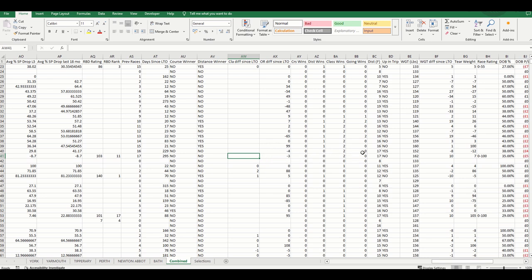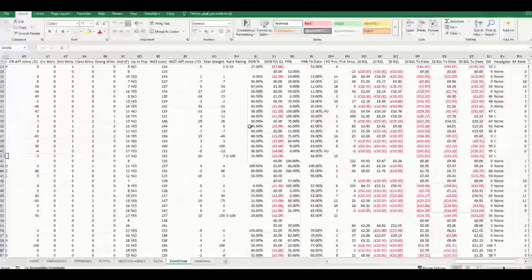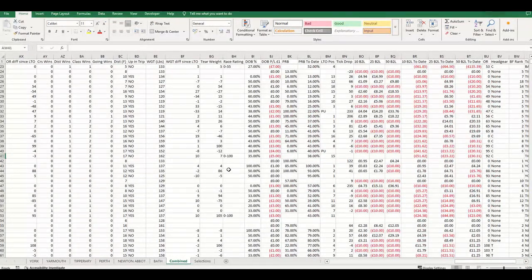Number of course wins, distance wins, going wins, distance in furlongs, up in trip, the weight in pounds, the weight difference since last time out, the tear weight, which is a difference, a combined score. This is used for handicapping, looking at the difference between the official rating and the weight as a combined figure. You've got the race rating for today, the DOB percentage. So DOB is double or bust. So whether the horse drops in odds by half or doesn't, you double your money or you lose your stake. And then a running total, if you were to stake £1 on every race for every horse as a DOB.